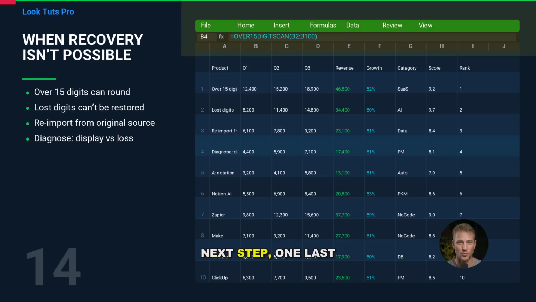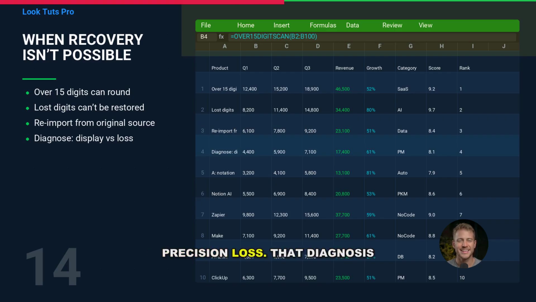Next step. One last reality check. If Excel already rounded a long ID beyond 15 digits, the missing digits are not hiding somewhere. Excel didn't store them. In that case, the only true fix is to re-import from the original source, or pull the IDs again from the system that generated them. So if you're troubleshooting a broken file, your first job is to determine whether you're dealing with display, conversion, or precision loss. That diagnosis tells you whether you can fix it inside Excel, or you need to come back upstream.